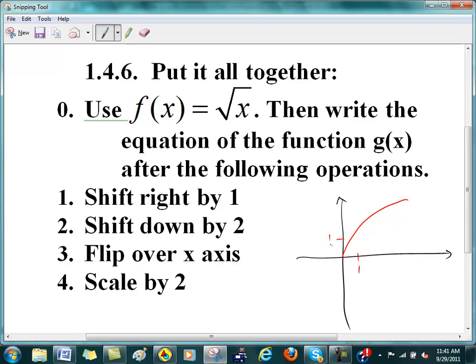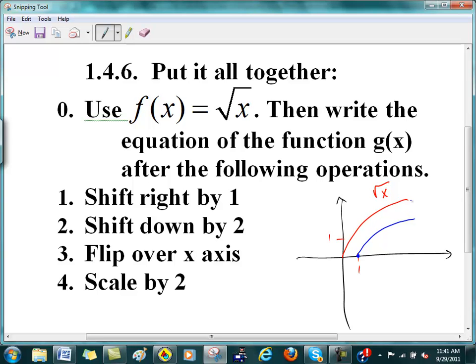Okay, you're going to shift this right by 1, which means this point is going to come out here. Everything is going to move to the right by 1. So it's going to look like this. If I say that this one is square root of x, from yesterday, what equation will the blue one have?